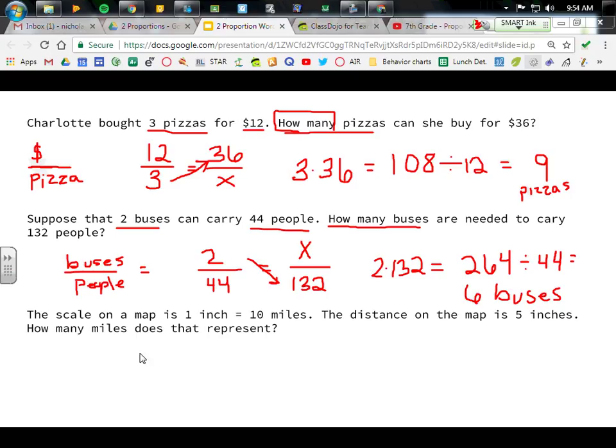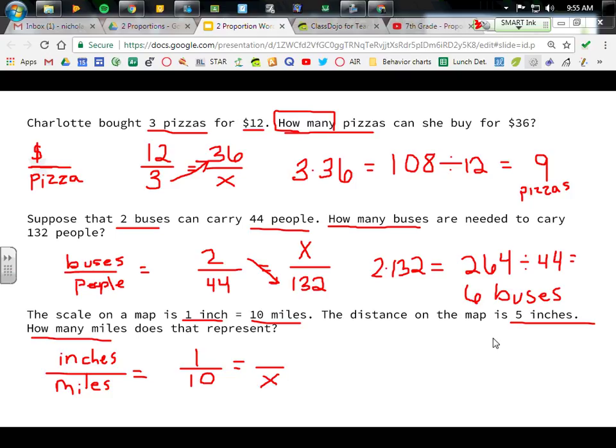Last problem. The scale on a map is 1 inch equals 10 miles. So that's what we're comparing, inches to miles. So we'll set our problem up as inches over miles. And I will stay consistent with that order. My first ratio can be 1 over 10. The distance on the map is 5 inches. How many miles does that represent? So we want to find our miles. That's the missing piece of information, and they are giving us 5 inches.